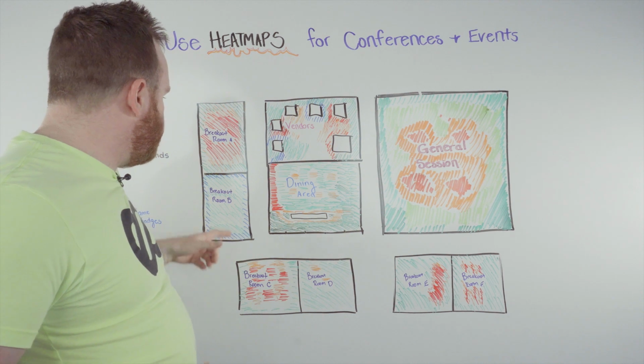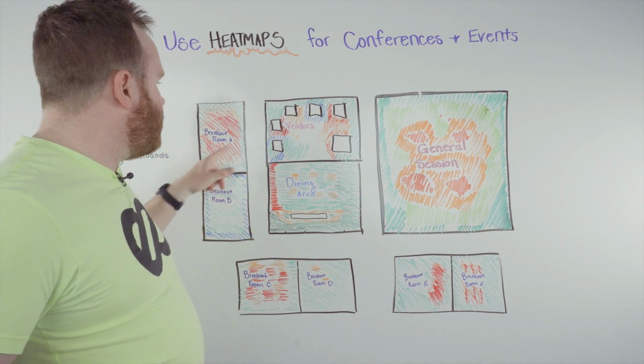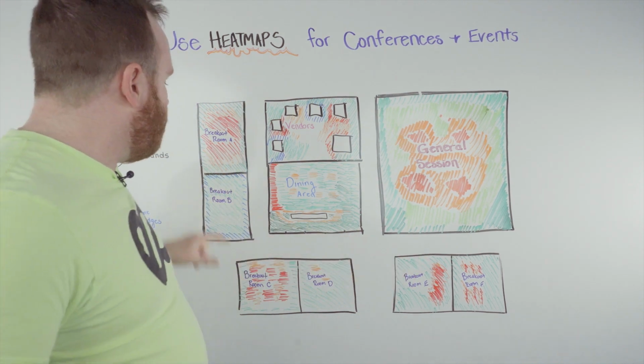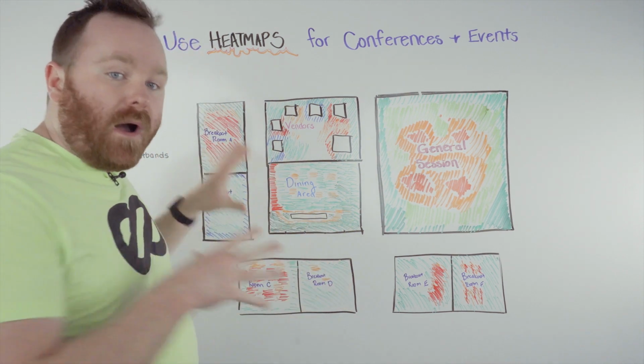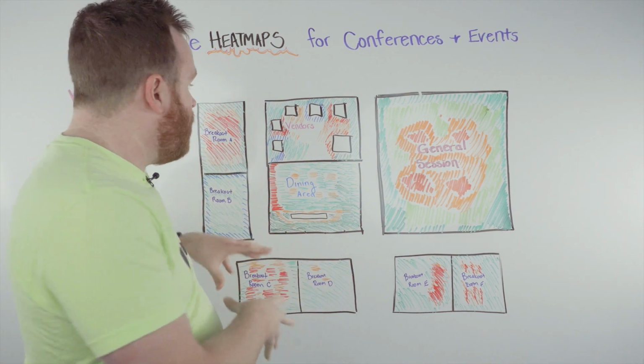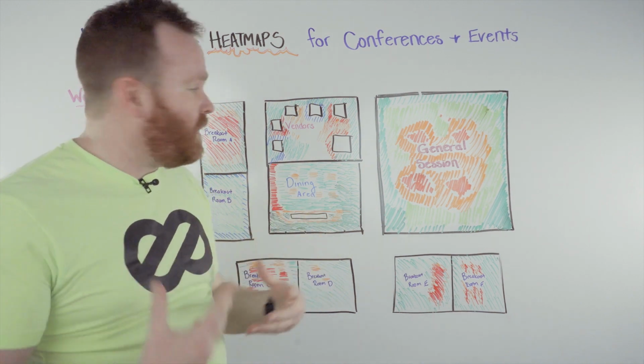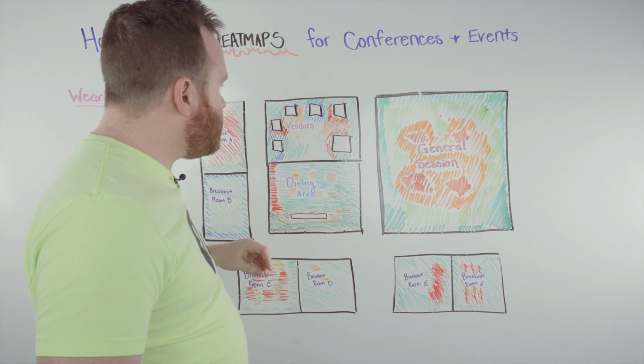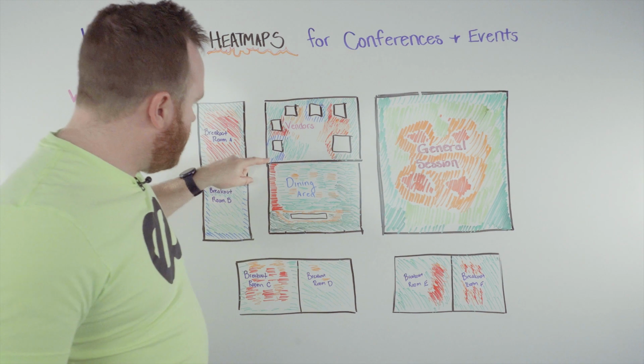Or is it something where maybe they just got done early and now everyone's moving into breakout E and F? But this allows you to see in real time what content is popular in your conference or at your event. Is there a stage that's really popular? Everything like that as well. Then you start to see some really cool, interesting logistics-related stuff.